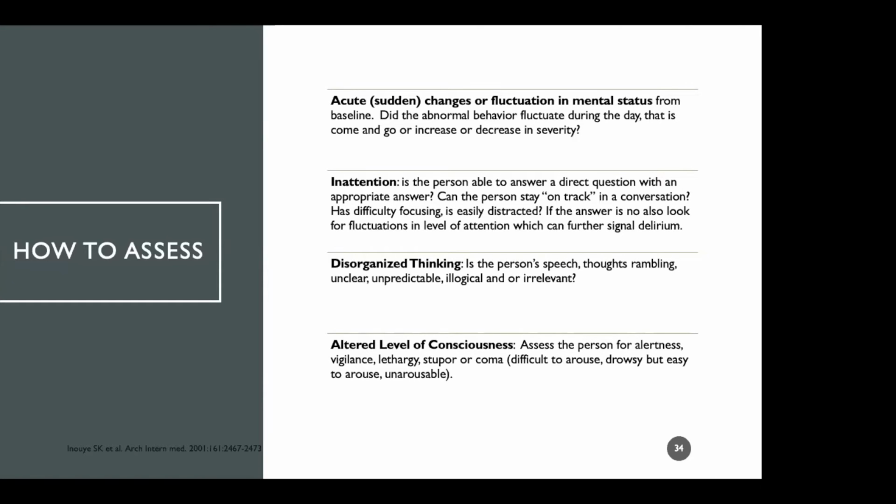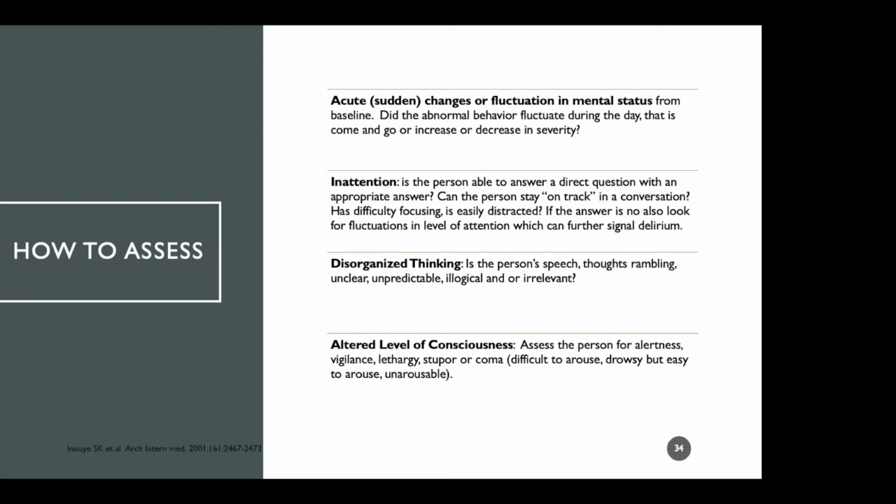Then disorganized thinking. Is the person's speech, thoughts, rambling, unclear, unpredictable, illogical, irrelevant? You're asking them the question about what day it is, and they come back with something totally irrelevant. I am going to Africa to see a lion. It's totally illogical, irrelevant. It's disorganized. So that's what you're looking at in disorganized thinking.